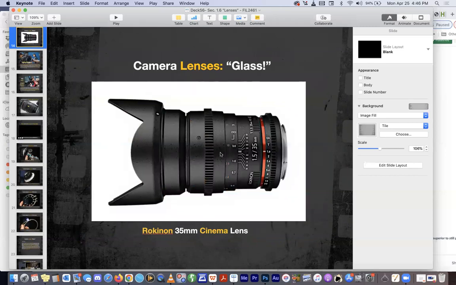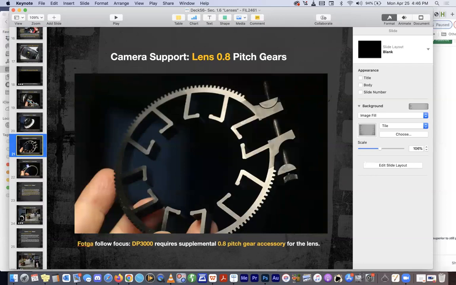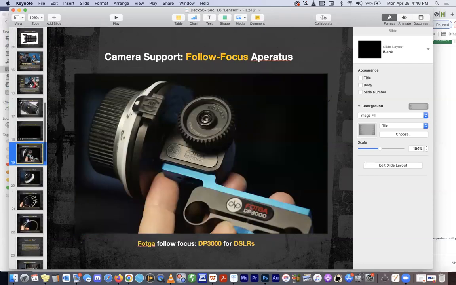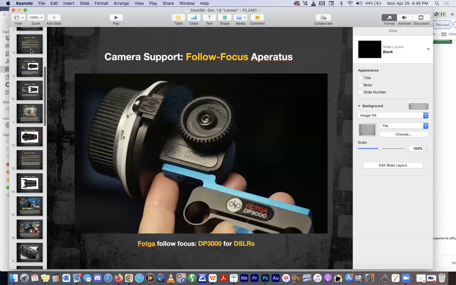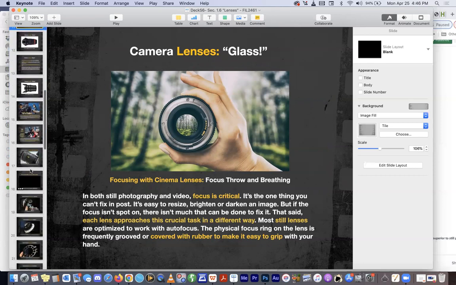So there can be a distinct advantage in using, for instance, vintage photographic lenses on your cinema cameras in that you can get them for cheap, right? But then you've got to put up with the little idiosyncrasies of adding gears to accommodate your follow focus, and the physical size of the lens being smaller than a Rokinon 50. Rokinon 50 is quite a bit larger lens, okay?